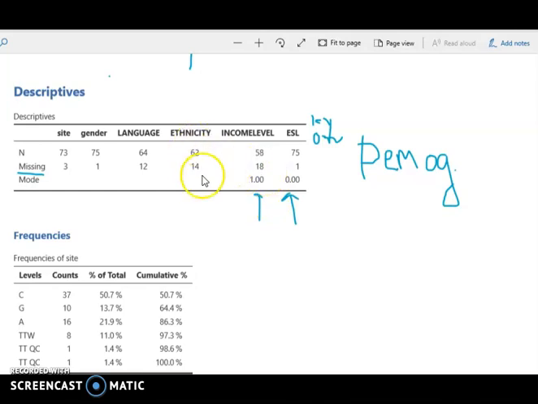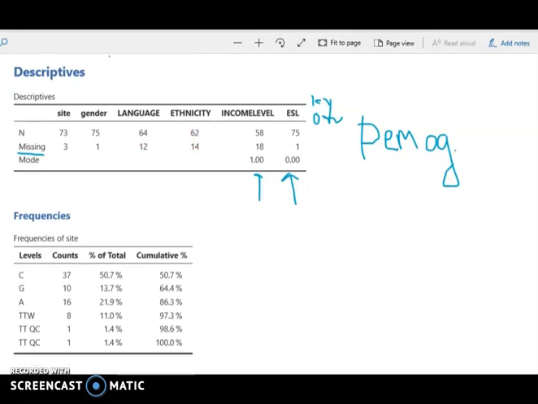And then they have a reported ethnicity. Ethnicity has some categories, language has some categories, gender has some categories, and then sites were all the different sites that were involved in this.